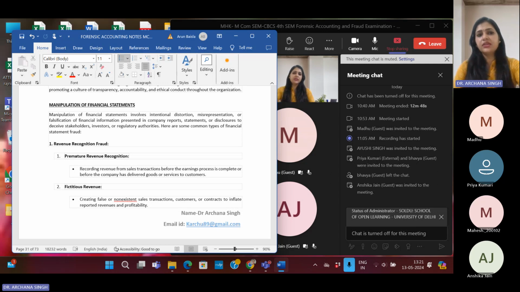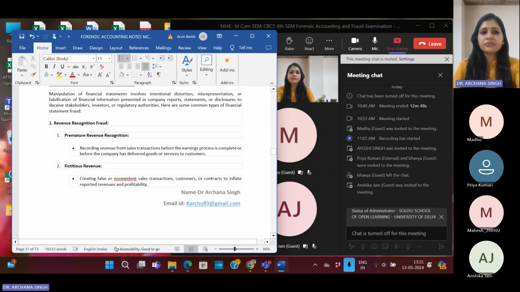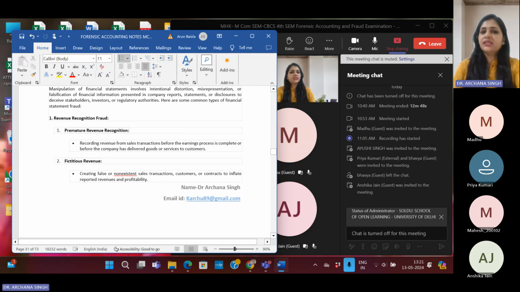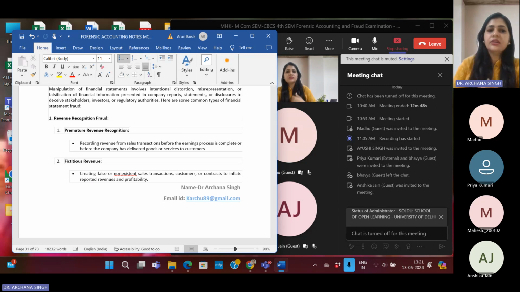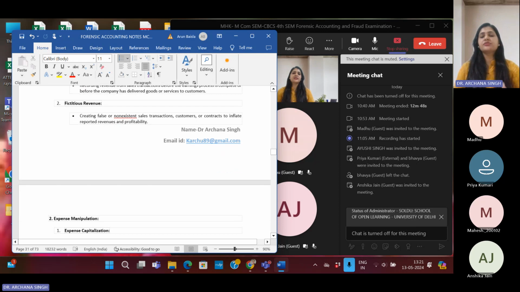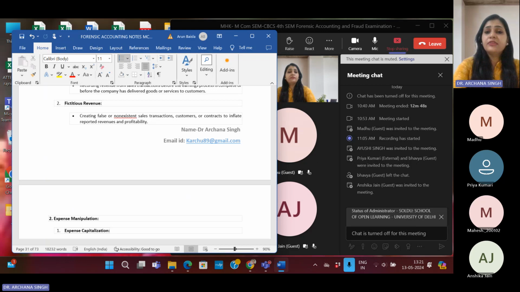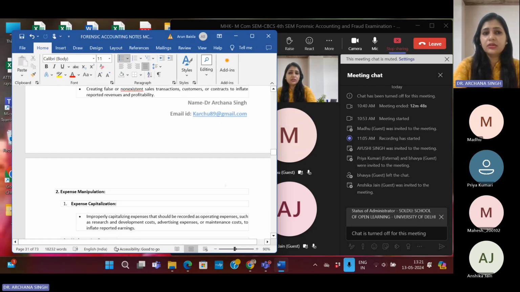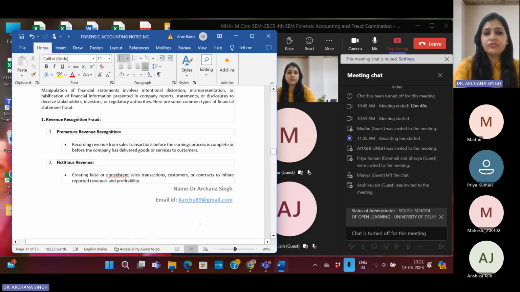First is revenue recognition fraud. Recording the revenue from a sales transaction before earning it, before the company has delivered goods and services. So it may be premature revenue recognition. Then fictitious revenue, creating false sales transactions, customers, or contracts to inflate the reports and inflate the profitability. This is also a revenue recognition fraud.